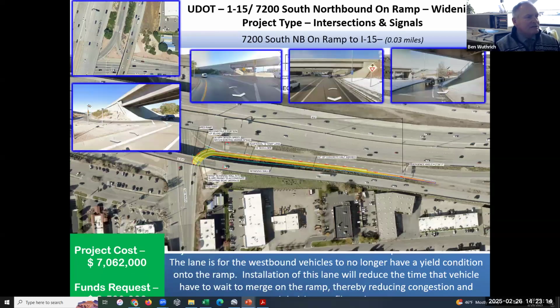The next project is a request from the Department of Transportation. This is to construct an additional ramp. It's to widen the ramp for an additional lane on the 7200 South northbound on-ramp. The estimated project cost for this is a little more than $7 million, and the funds being requested is 3.5 million.